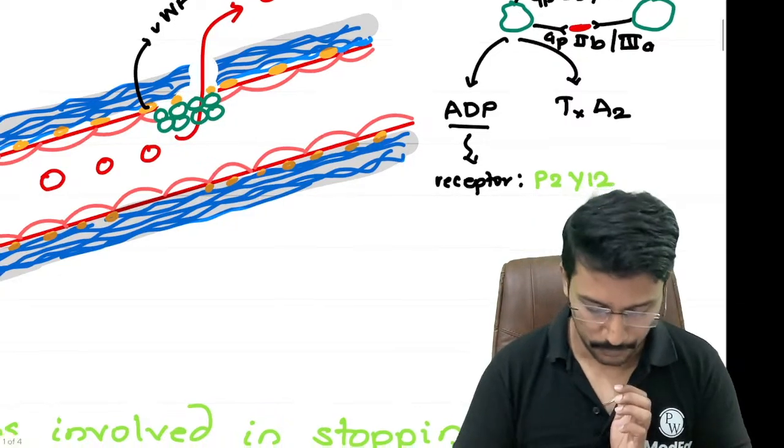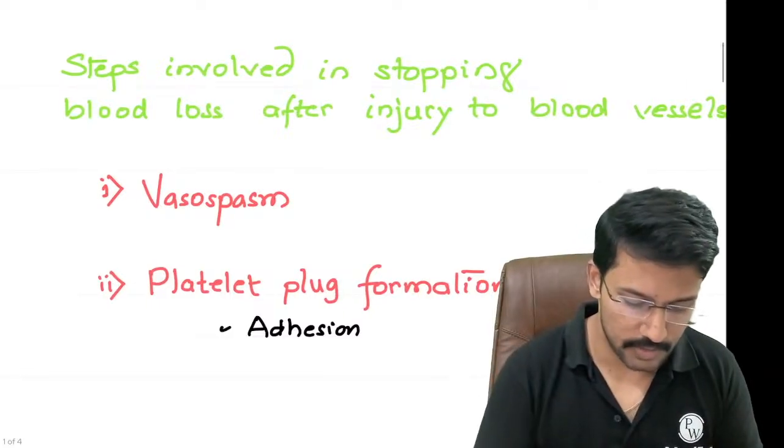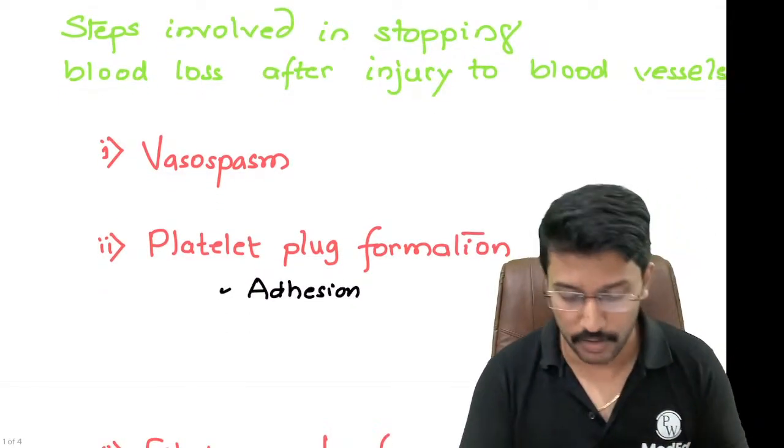So we understood so far. Let me put it down in notes. First thing is, when there is an injury to a blood vessel and we start bleeding, the blood vessel constricts.